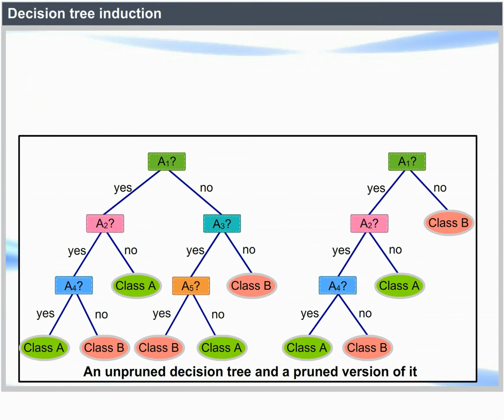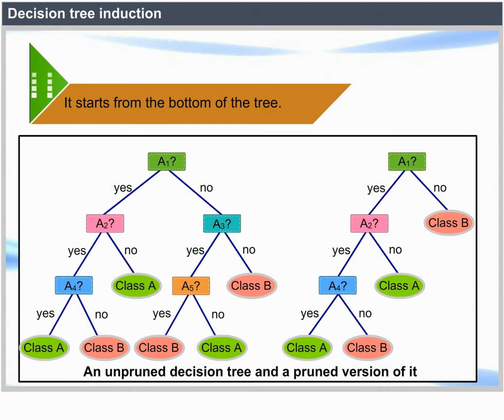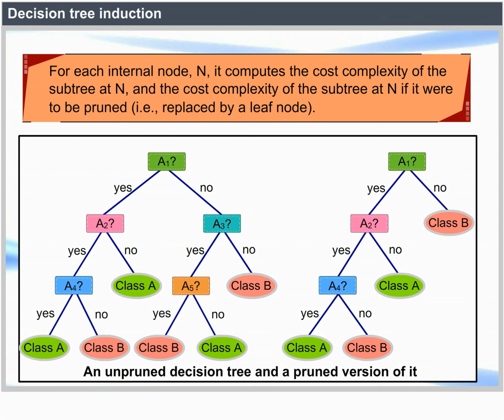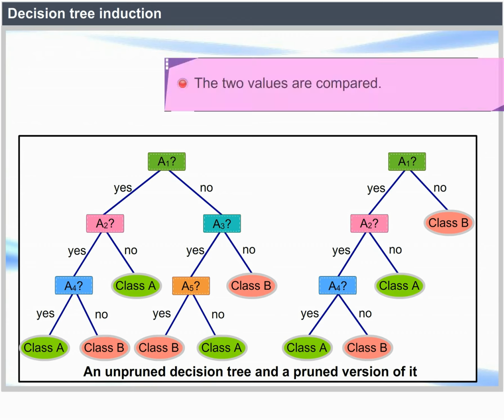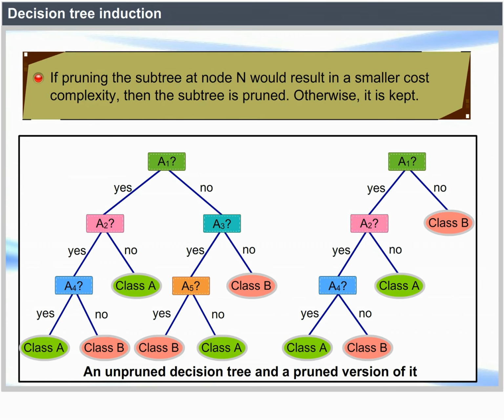This approach considers the cost complexity of a tree to be a function of the number of leaves in the tree and the error rate of the tree. It starts from the bottom of the tree. For each internal node n, it computes the cost complexity of the subtree at n and the cost complexity of the subtree at n if it were to be pruned, that is, replaced by a leaf node. The two values are compared. If pruning the subtree at node n would result in a smaller cost complexity, then the subtree is pruned; otherwise it is kept.